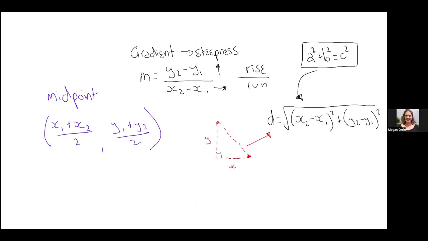What is the general equation of a straight line? Y equals mx plus c. What is the version of it when I'm given a point and the gradient?